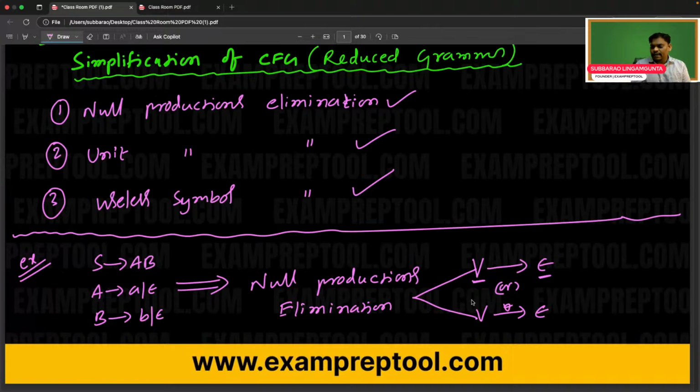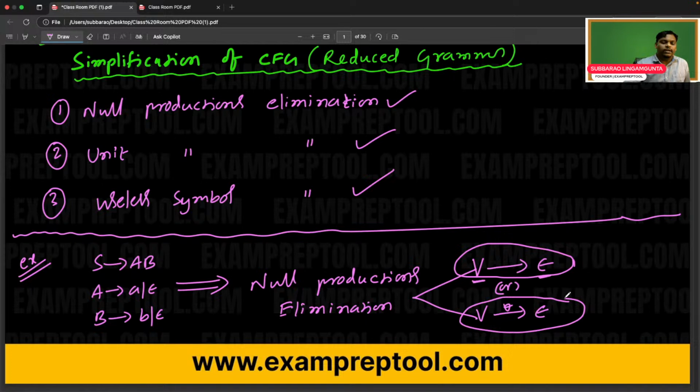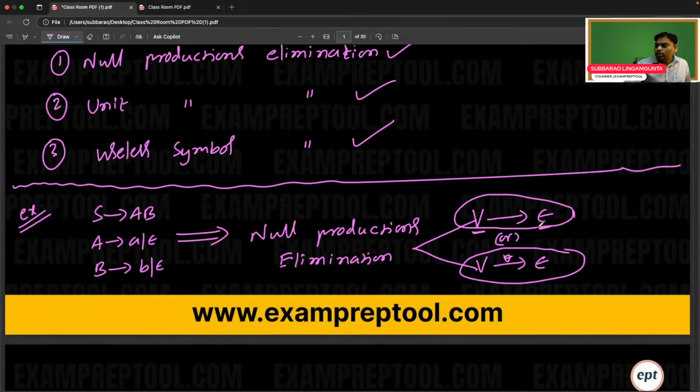So what is the meaning of null production elimination? Directly a variable generating epsilon or indirectly a variable generating epsilon, we have to eliminate. If both are there, we eliminate both. If one is there, we eliminate one. So remember, direct null productions and indirect null productions, we have to eliminate. That is the meaning of null production elimination. What is a null production? A variable generating epsilon.